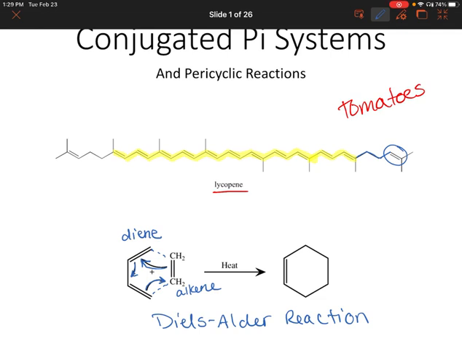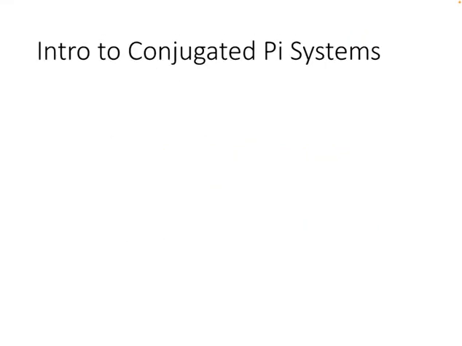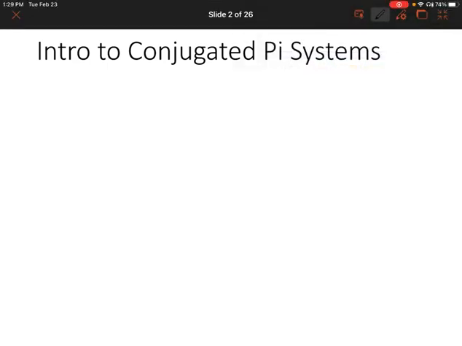So in this simple Diels-Alder reaction, our product is cyclohexene. So we created these new bonds here, and then we moved the double bond over. But again, we'll talk about that later on. So first, let's just focus on conjugated pi systems. So like we said on the last slide, a conjugated pi system has alternating double and single bonds.